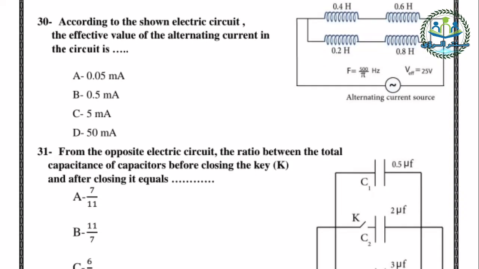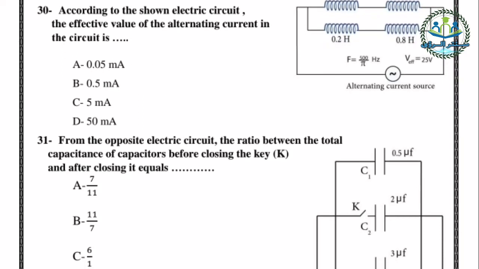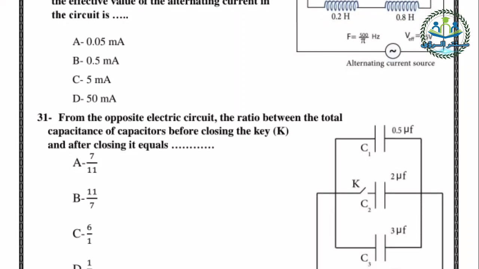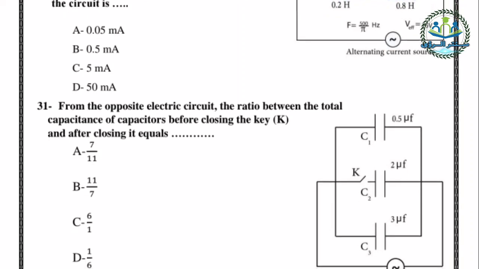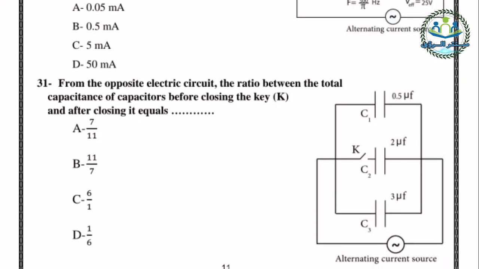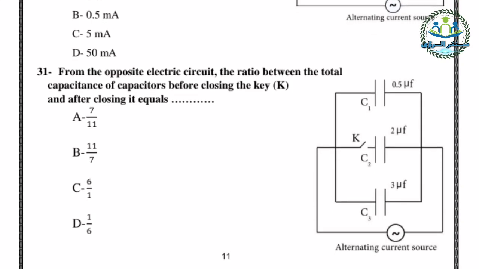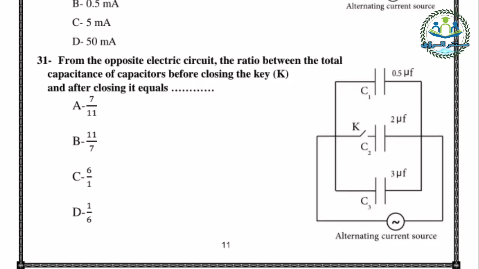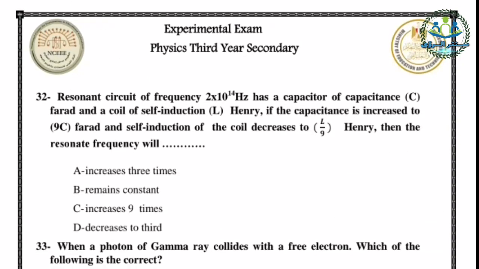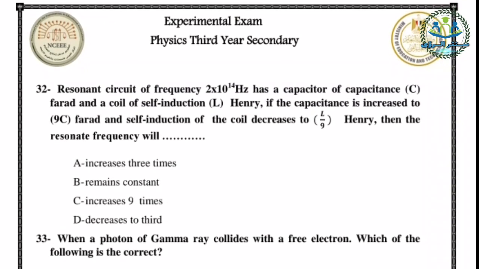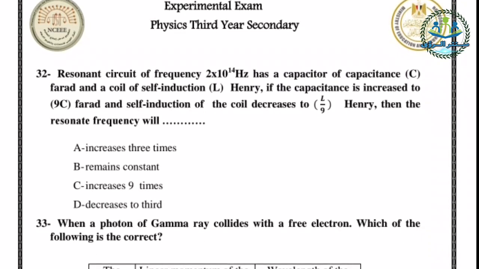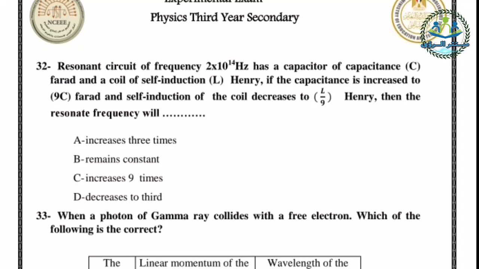31. From the opposite electric circuit, the ratio between the total capacitance of the capacitors before closing the key K and after closing it equals... A, B, C, D.